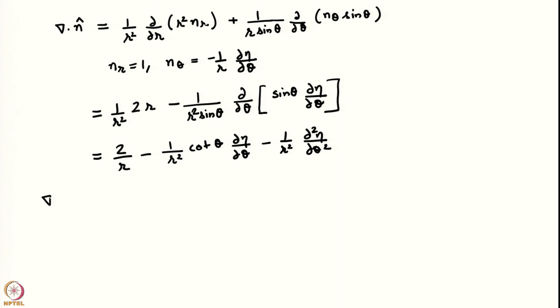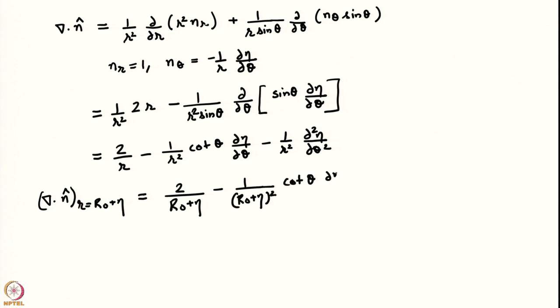Now recall that this expression has to be evaluated at r equal to r naught plus eta, and we have to linearize, retaining only terms which are linear in eta. So this becomes (2/(r naught plus eta)) minus 1 by (r naught plus eta) whole square cot theta del eta by del theta minus 1 by (r naught plus eta) whole square into del square eta by del theta square. Let us linearize and retain only terms which are linear in eta.